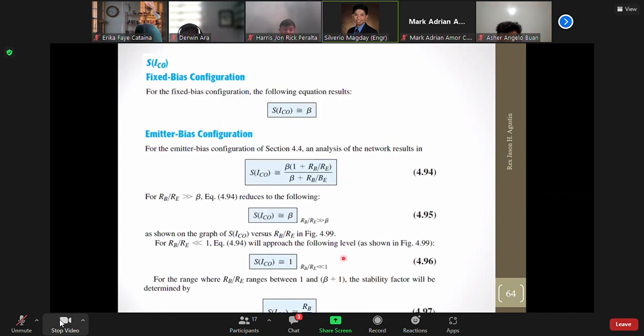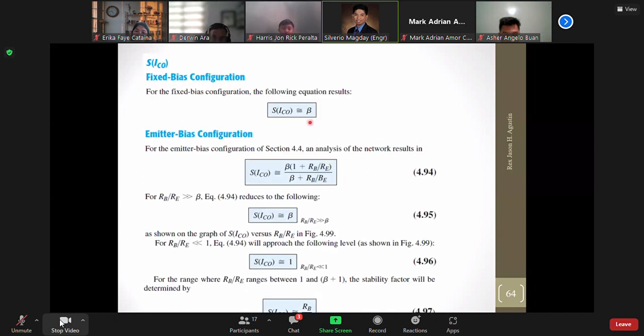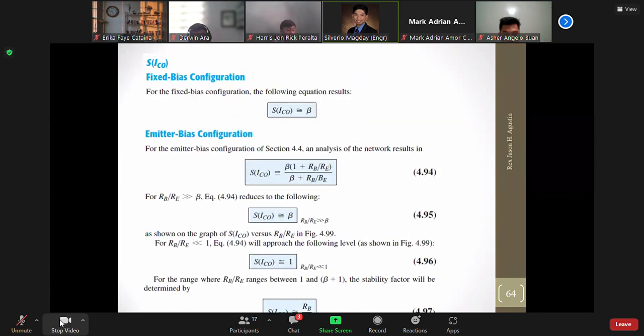For fixed bias configurations, the stability factor for the reverse saturation current is equal to beta. For the emitter bias configuration, we derive it. The stability factor S is calculated as beta times (1 plus RB over RE). We took the ratio of RB over RE there; the RE is supposed to be RE.